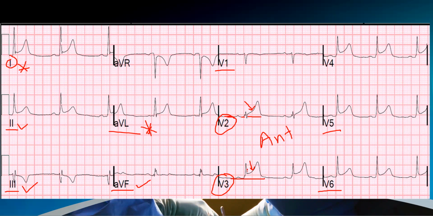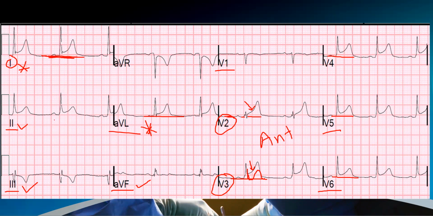So normally the ST should come here. It should be like this. In V4, again ST elevation, in V5 ST elevation, in V6 ST elevation. So you can see there is ST elevation from V2 to V6. Then go to lead 1 and AVL. Look at lead 1. Lead 1 also has ST elevation. Lead AVL also has ST elevation.